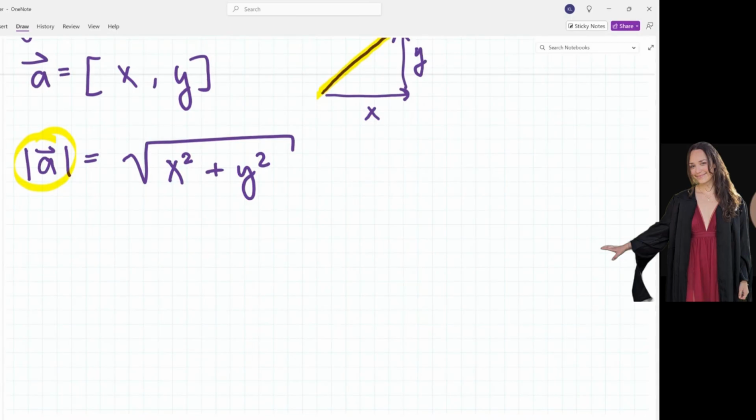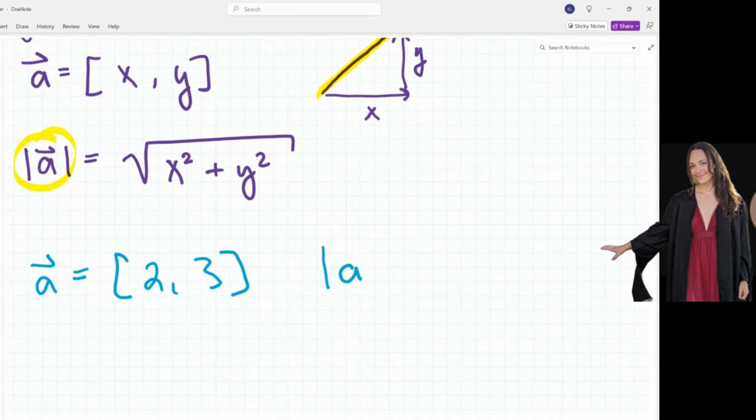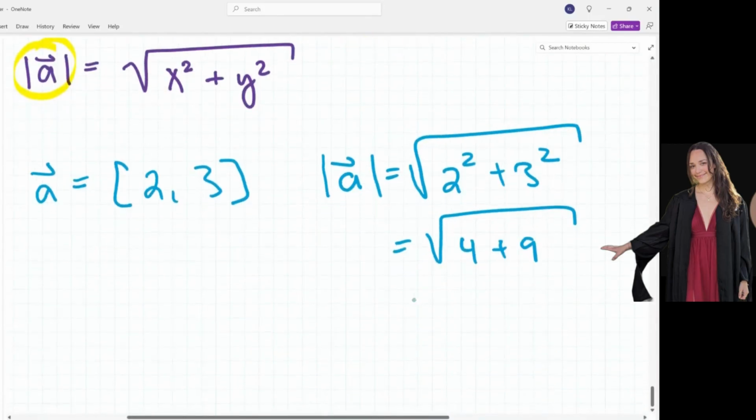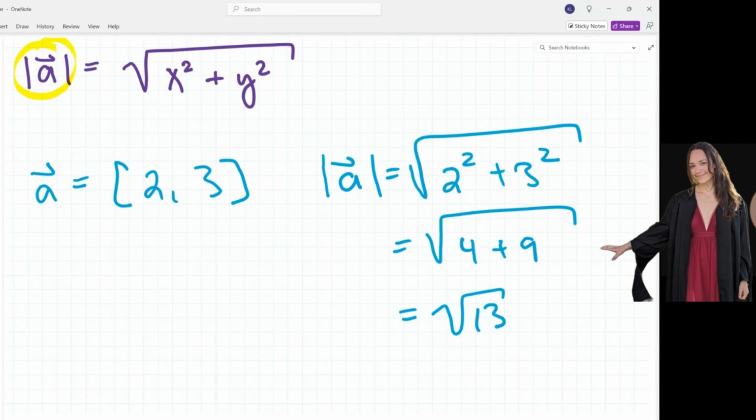So if we do a very quick example, let's say A equals 2, 3, then the magnitude of A here would equal the square root of 2 squared plus 3 squared. So we've got the root of 4 plus 9. So as a result, we've got a root of 13 right over there. And that would be the magnitude. This is just a size.